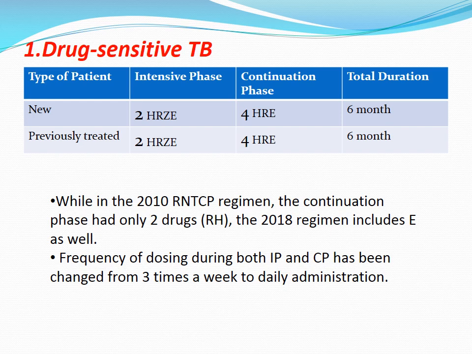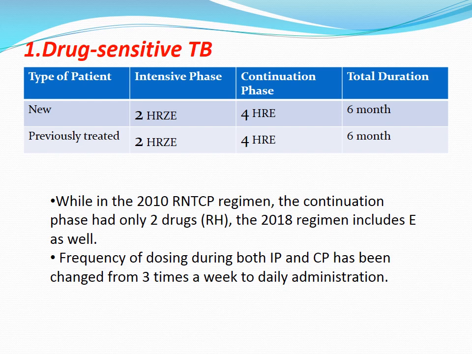In this we are going to give 3 drugs. So we have omitted the Z, that is pyrazinamide, and the remaining 3 drugs, that is H isoniazid, R rifampicin and E ethambutol, we have kept. So 2 HRZE and 4 HRE is the treatment in drug sensitive tuberculosis in both new and previously treated patients. So a total of 6 months duration of treatment, okay.